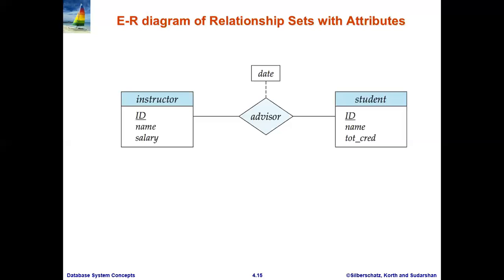So advisor is shown as a relationship set with a diamond, and there is an attribute which is connected by a dotted line to date as an attribute rectangle. This is how we can represent the entity relationship diagram of relationship sets with attributes.